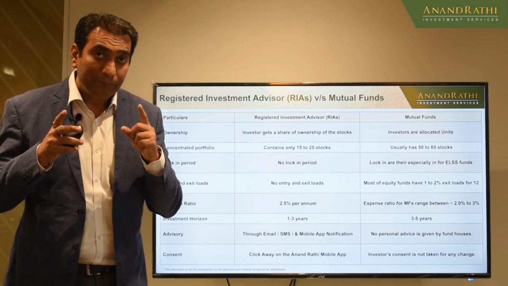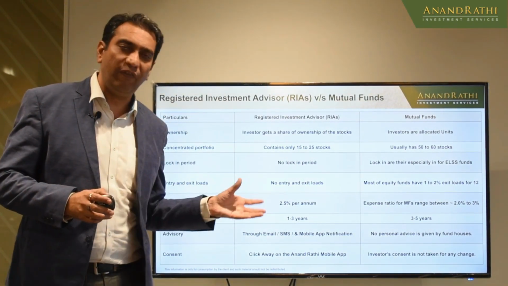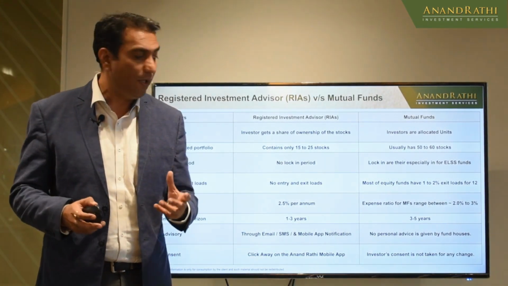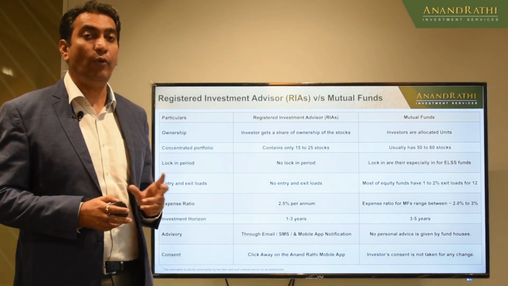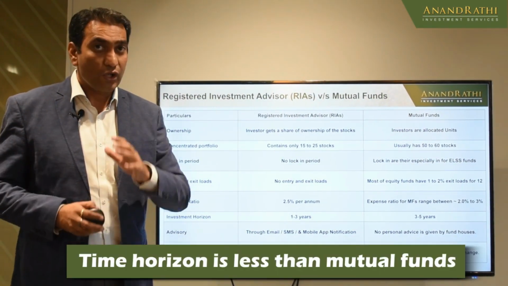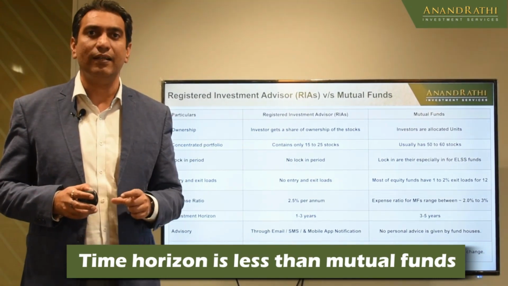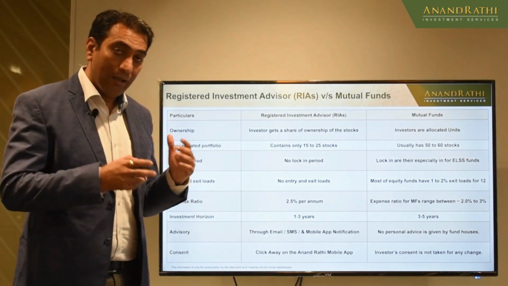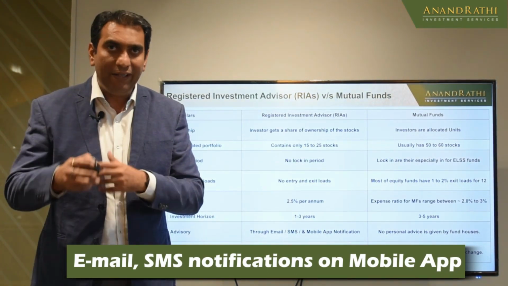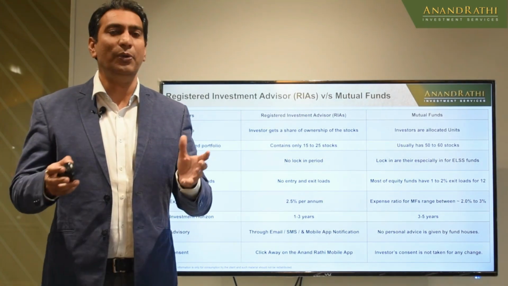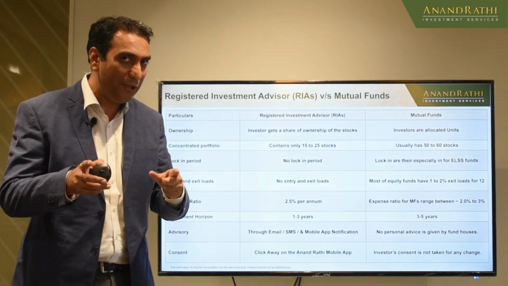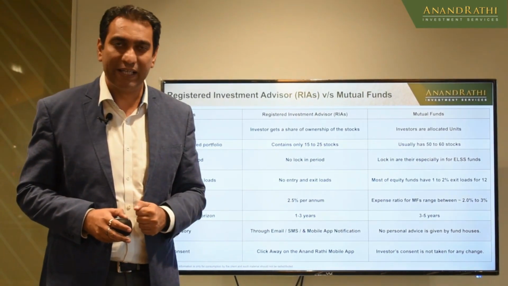Added to that, the fees are broadly similar, 2.5% here; in mutual funds it is 2% to 3%, varying from fund to fund. Here the time horizon is 1 to 3 years, whereas in mutual funds people talk about 3 to 5 years. So the time horizon of investments is lesser compared to a mutual fund, and you get email and SMS notifications on the mobile app whenever there is a rebalance, whereas in a mutual fund you don't get anything of that sort. It is managed by a fund manager, and you have your own involvement in a registered investment advisor.